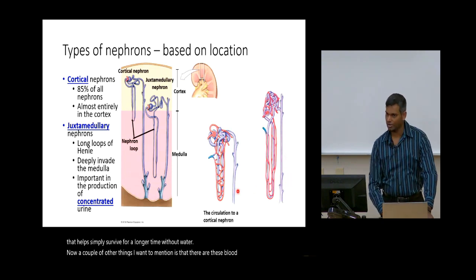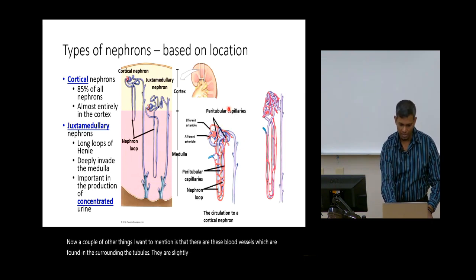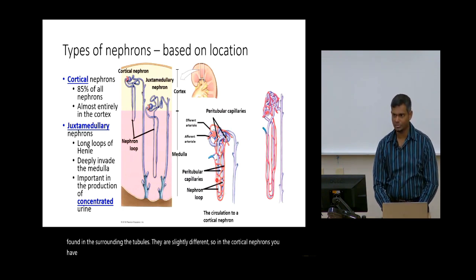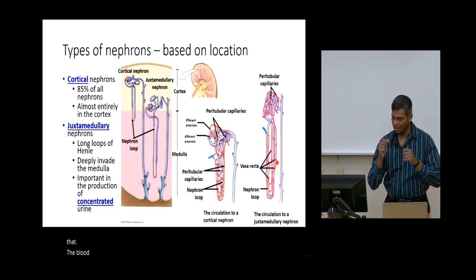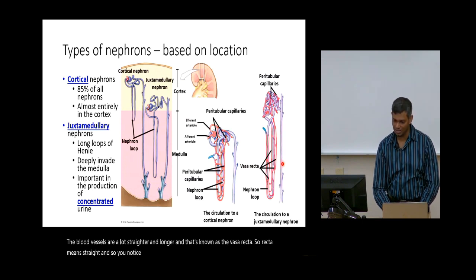Now, a couple of other things I want to mention: there are blood vessels surrounding the tubules, and they are slightly different. In the cortical nephrons, you have the peritubular capillaries, which I mentioned previously, whereas in the juxtamedullary nephrons, the blood vessels are a lot straighter and longer, and that's known as the vasa recta. Recta means straight, and so you notice that these blood vessels are very straight.